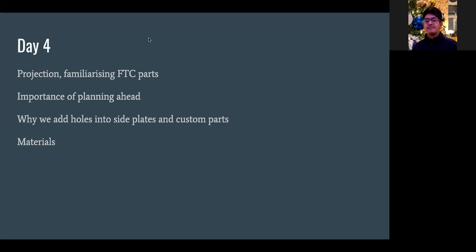All right. So today, what we're going to do is projections, which is another type of extrusions. It's a little bit more complicated, but we'll get to that. We're going to start looking more at what FTC parts are and getting you guys more familiar with them, so that you know what those parts are used for and what they are. We're also going to talk about why planning ahead is super important and why it's necessary to add holes into custom parts or side plates. And then if we have time, we're going to go over materials inside Fusion 360. So that's pretty much what we're going to do today.